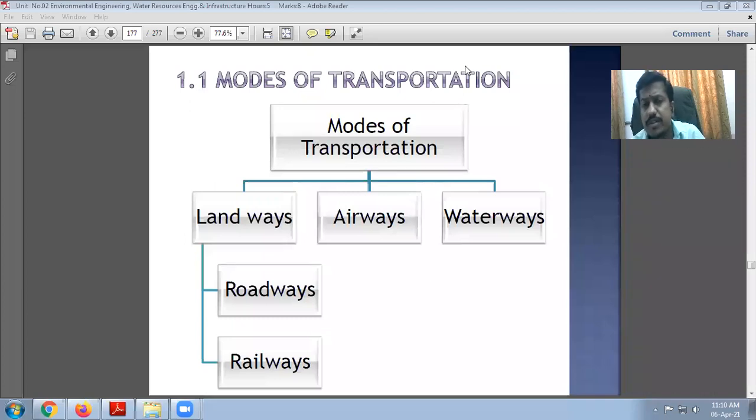Actually, at first we must know what is meant by the word transportation. How can you define this word in your own language if you want to define it? Transportation. Anyone from you can define it? What is transportation?